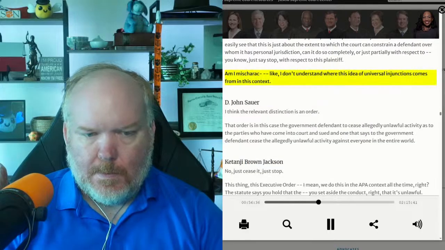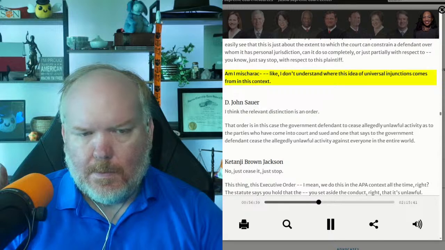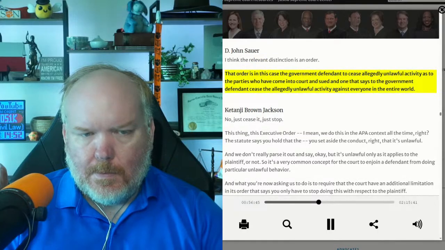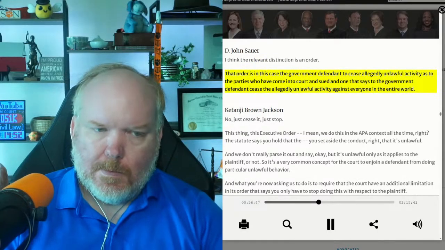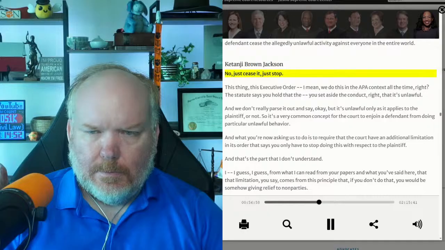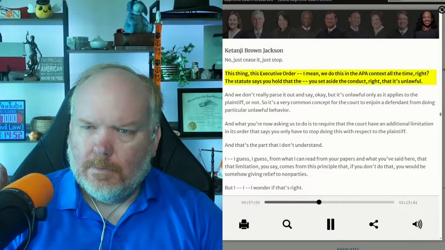I don't understand where this idea of universal injunctions comes from in this context. I think the relevant distinction is an order that is, in this case, the government defendant to cease allegedly unlawful activity as to the parties who have come into court and sued, and one that says to the government defendant, cease the allegedly unlawful activity against everyone in the entire world. No, just cease it. Just stop this thing, this executive order. We do this in the APA context all the time, right?